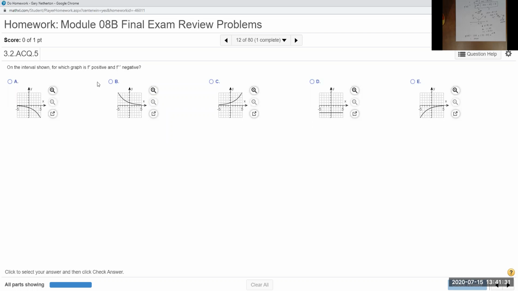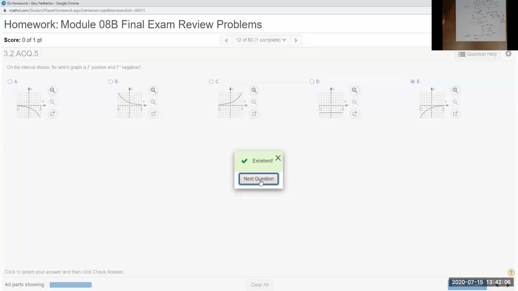Let's look at the second thing that we're told. The second derivative is negative. What does it mean to have a negative second derivative? Remember, a negative person is like someone who frowns. And what does that look like? That's concave down. It's like an umbrella. So second derivative negative means concave down. C, this is concave up. E looks concave down. Therefore, my guess is E is the correct graph.